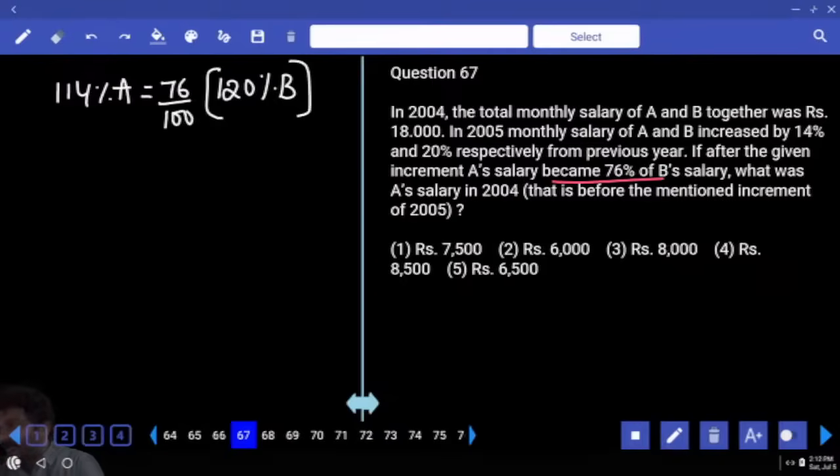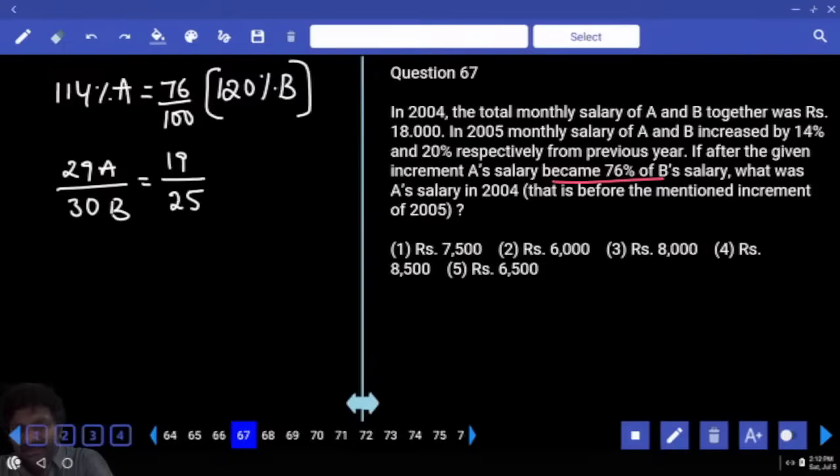120% of B, take it to left hand side. Percentage symbol gets cancelled. 4 cancellation. Denominator 30 times, numerator 29 times. Right hand side 4 cancellation, 19 times, 25 times. Yes? 4 cancellation, 19, 25. This is not 4 multiple.